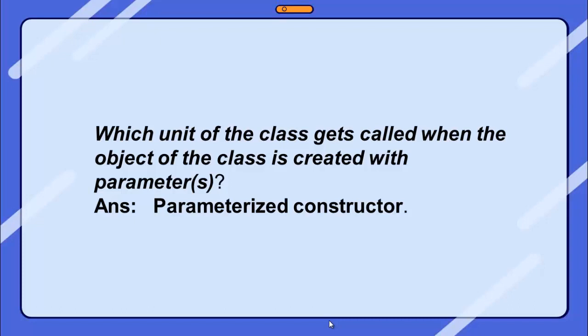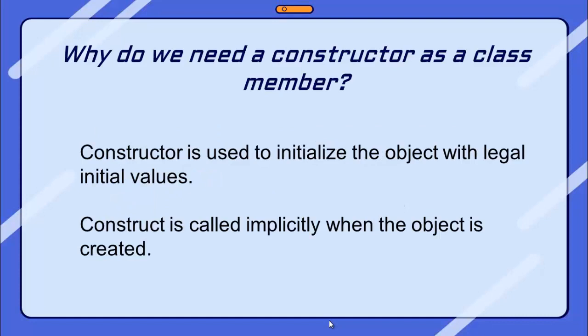Which unit of the class gets called when the object of the class is created? It is the constructor. Why do we need a constructor as a class member? A constructor is used to initialize the object with legal initial values. So a constructor is called implicitly when the object is created.